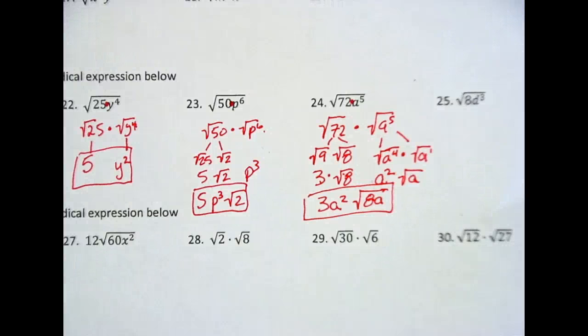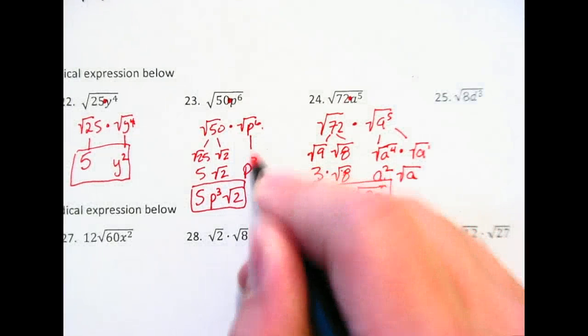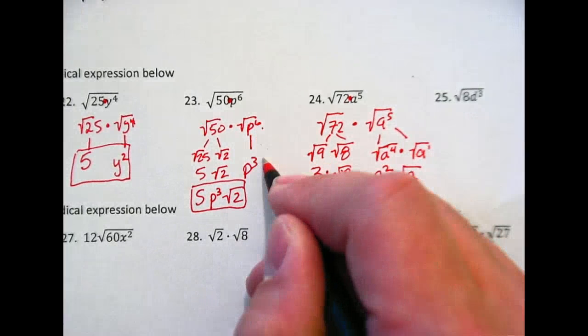Why is it 5 p to the third and then root 2? Why wouldn't it just be 5 root 2 then p to the third? Well, because the p to the third is the root of p to the sixth. You just cut it in half.